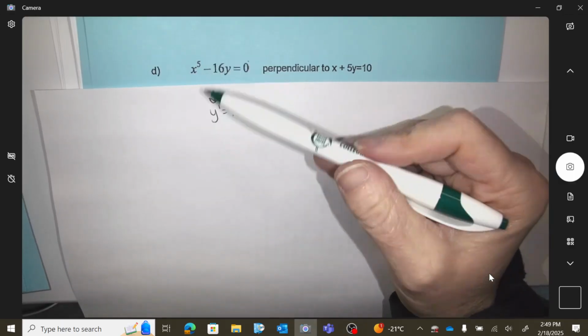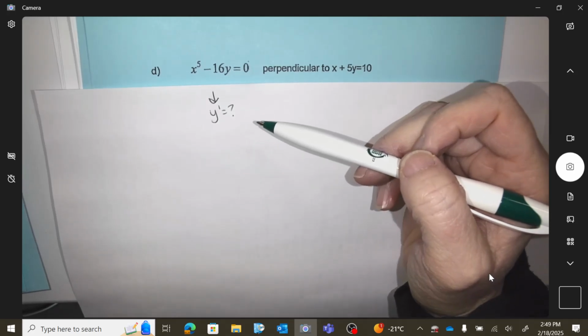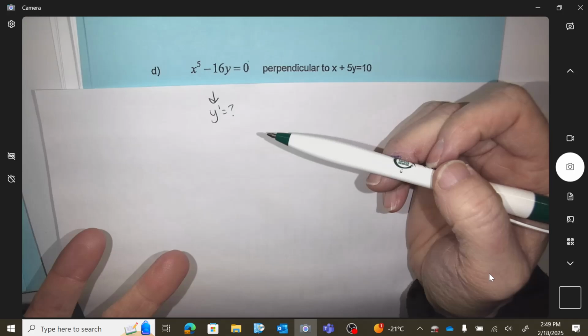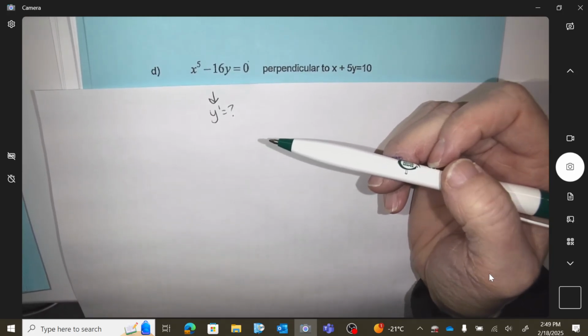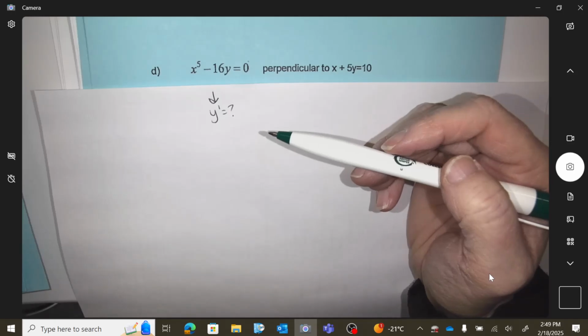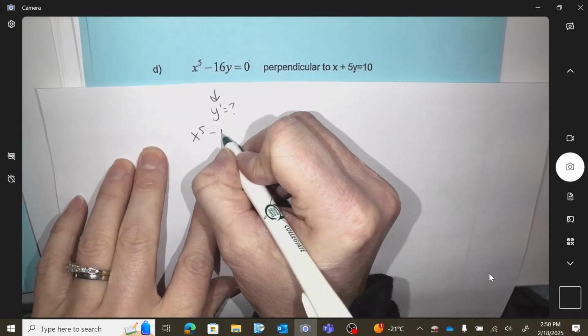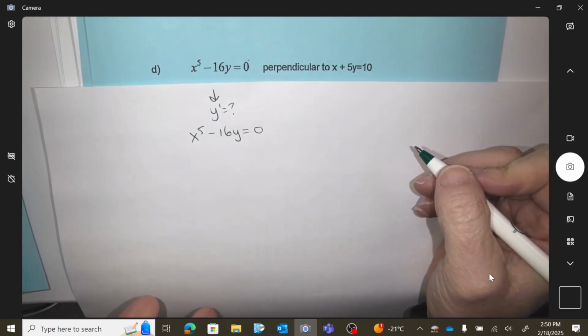Okay, I would like to figure out my slope equation from this. Okay, I have a problem. I can't do a y prime equals because I don't even have a y equals. So what can you do for me? Rearrange, isolate y. Okay, so I would like you to turn this into some kind of y equals first.